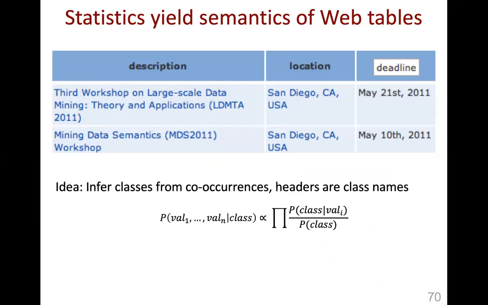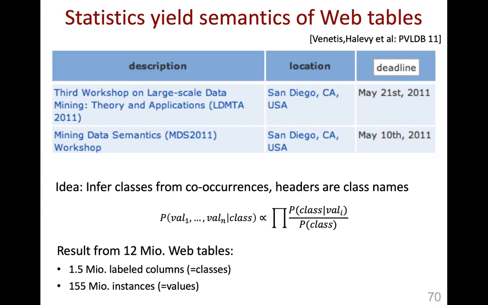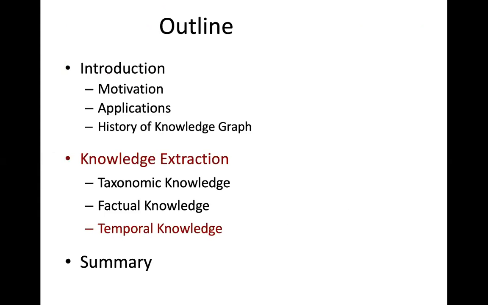We can also infer classes from co-occurrences and headers that are class names. So for example, we have one header and we have another header. If they often co-occur at the same time, then you can create a relationship between them as a common couple. Yeah, so it's like a statistical approach.